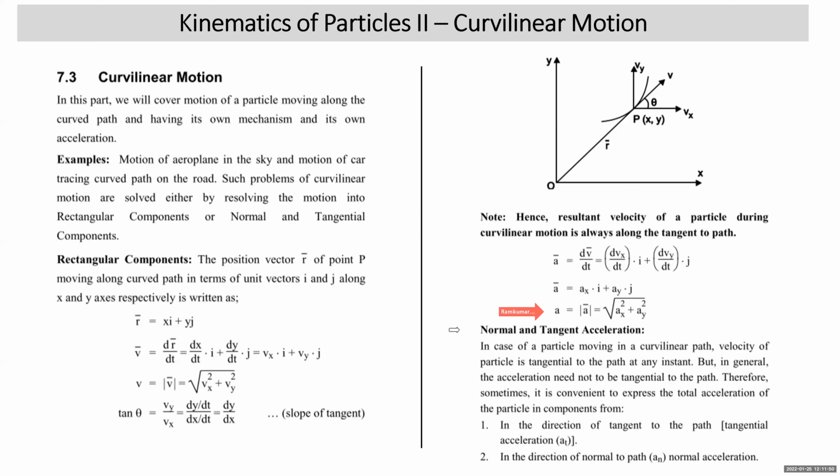Now, sometimes depending upon the data given or unknowns, we resolve the velocity and acceleration components along the normal and along the tangent. What is the distinct advantage you get when you are resolving the components in normal and tangent direction? As we already know that resultant velocity is always tangential to the path, velocity will have only one component, that will be along the tangent, whereas acceleration will be resolved along the tangent to the path and along the normal to the path.